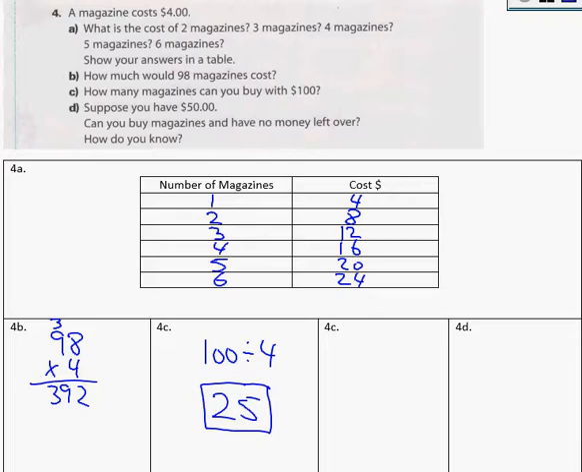Don't believe me? Go 25 times 4. What's 25 times 4? It's 100. Okay, that's how you can check your dividing.